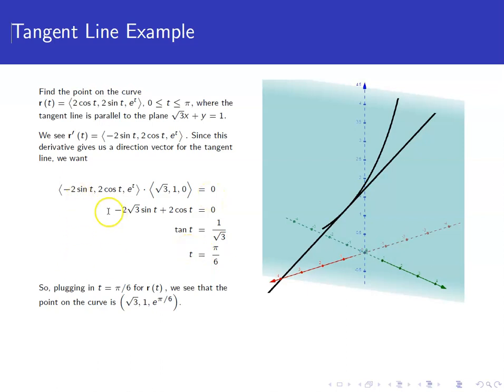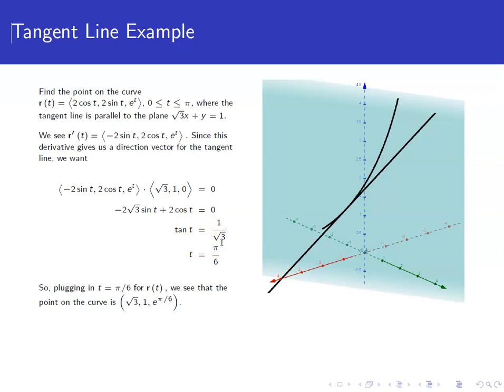All right, so when we take the dot product here, we'll get negative 2 root 3 sine t plus 2 cosine t, and then plus a 0 equals 0. Dividing through both sides by cosine of t, and being mindful that we probably don't want t to be pi over 2, because otherwise this would make this 0, and we'd divide both sides by 0. We divide by cosine of t and solve for tangent then. We get tangent of t is 1 over root 3.